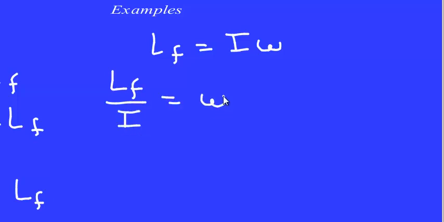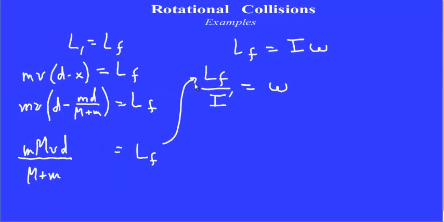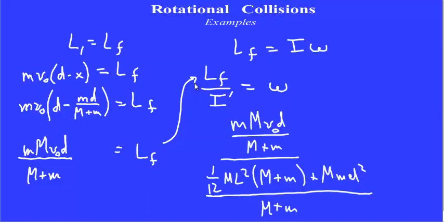Divide both sides by I, where I is that new moment of inertia, right? The new moment of inertia of the ball of putty and rod sticking together. So what we need to do now is basically this needs to go here, and then our gnarly expression from the previous screen for the I prime needs to go underneath. So I'll pause and write that out.